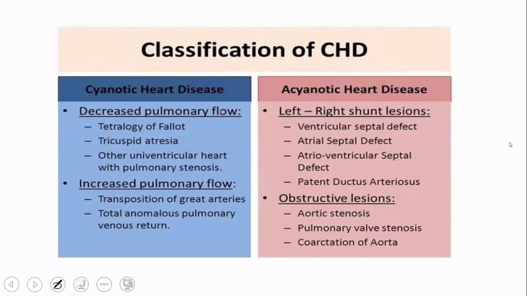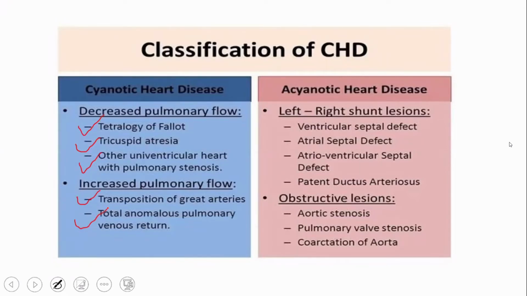Now, according to the heart defect classification, you can have cyanotic heart disease and acyanotic heart disease. We will be talking about each one of them in detail later. So, cyanotic heart disease: the baby will be blue. There is decreased pulmonary blood flow and there is a right to left shunt, from the right side of the heart to the left. What are the important cyanotic heart diseases? Tetralogy of Fallot, tricuspid atresia, other univentricular heart defects, transposition of great arteries, total anomalous pulmonary venous return. These are some of the examples of cyanotic heart disease.